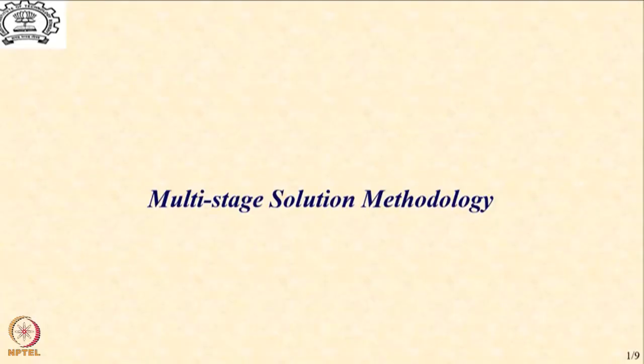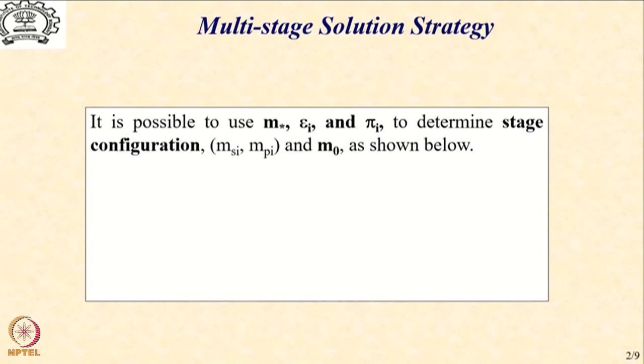So, let us begin. Let us now mechanize the solution methodology based on the relations that we have derived in the previous lecture. Let us make use of m star, epsilon I and pi star to determine the stage configuration, which is meant by the MSI and MPI for each stage, as well as the total lift off mass in the following manner.